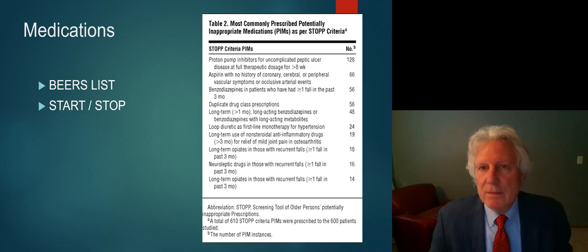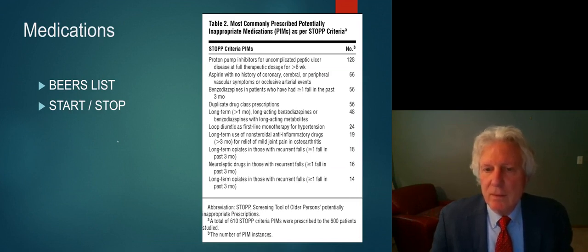And here's an example of some of the STOP criteria for potentially inappropriate medications. You can see here proton pump inhibitor, aspirin with no history of any vascular symptoms. A big one is benzodiazepines and so forth. You can see that there's a whole list of different medication types that would be potential opportunities for discontinuing in the older adult.